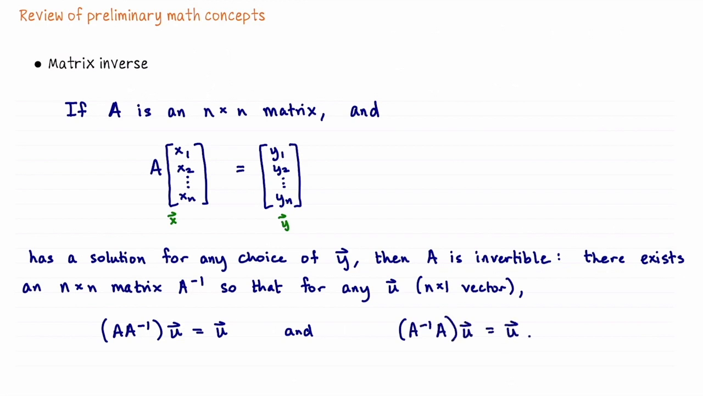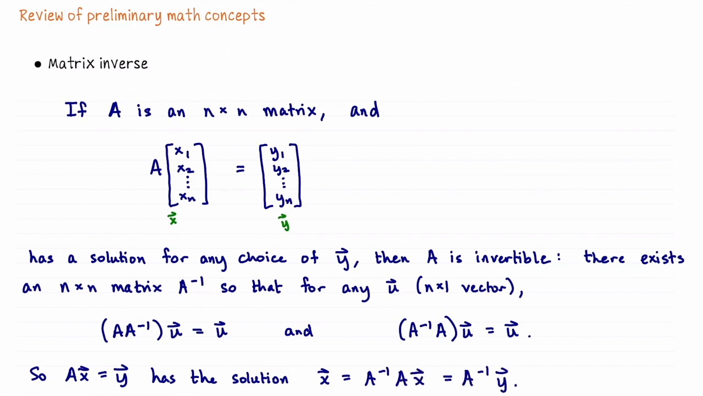u. What this means is if I go back to my general equation at the top, Ax equals y, we can now solve for the solution x to this equation. By multiplying both sides of this equation by A inverse from the left, we can write x equals A inverse Ax, but then that equals A inverse y. We're going to see this appear at the end of the derivation for the least squares formula.